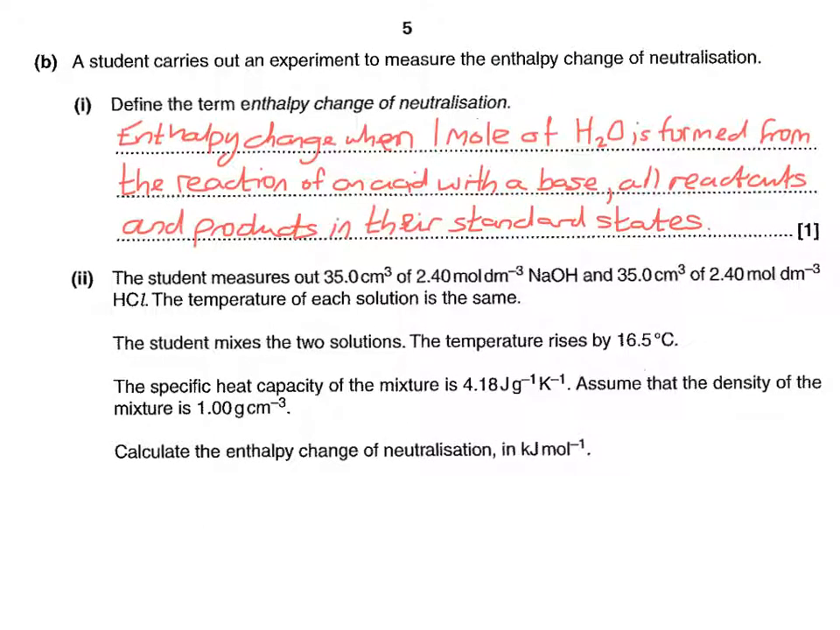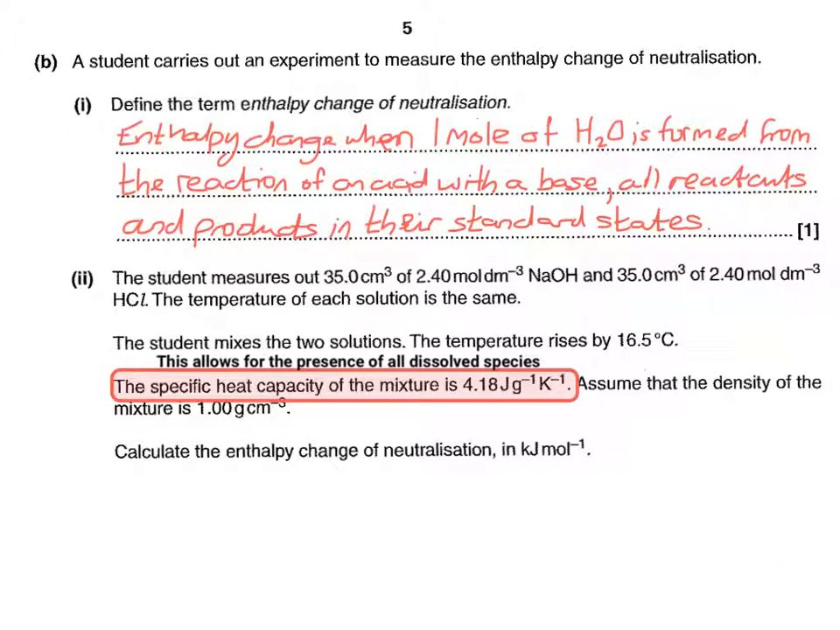So it's obviously the enthalpy change when 1 mole of water is formed from the reaction of an acid with a base, with all reactants and products in their standard states. Then it says the student measures out 35 cm³ of 2.40 mol dm⁻³ sodium hydroxide and 35 cm³ of 2.40 mol dm⁻³ HCl. And it says the temperature of each solution is the same.